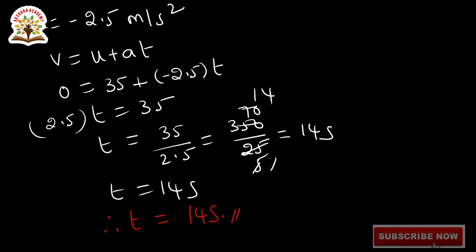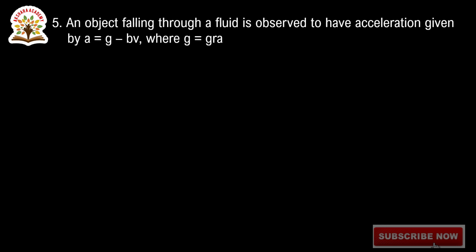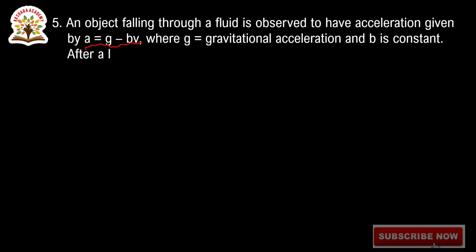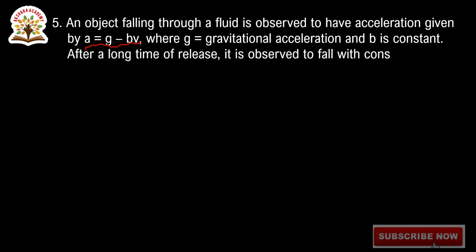Next we will go to the next question, that is the fifth question. An object falling through a fluid is observed to have acceleration given by a is equal to g minus bv, where g is gravitational acceleration and b is a constant, after a long time of release.